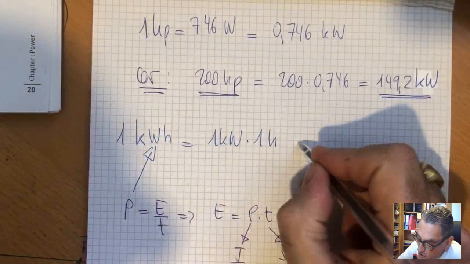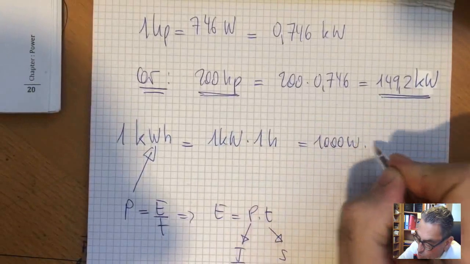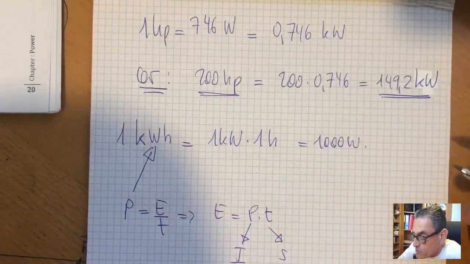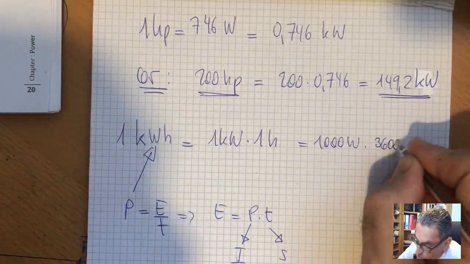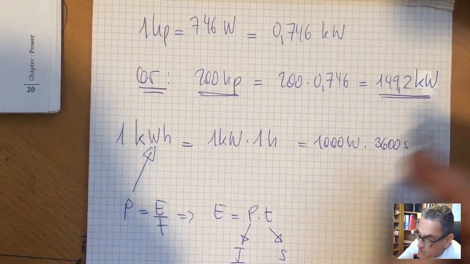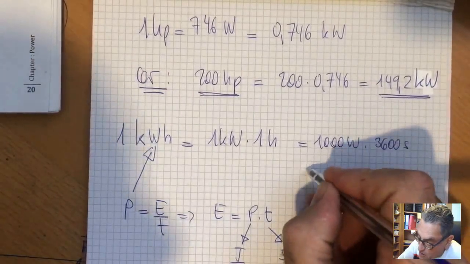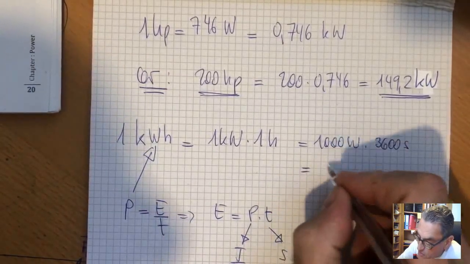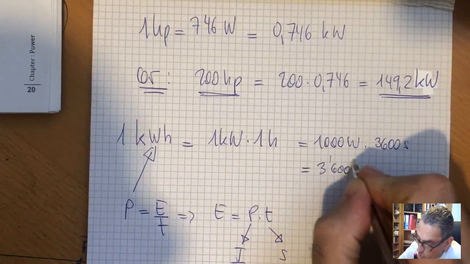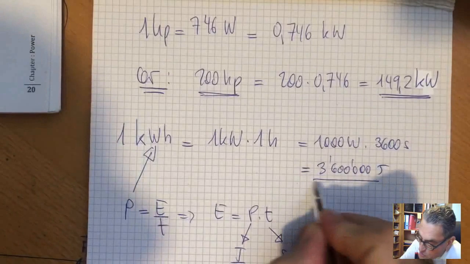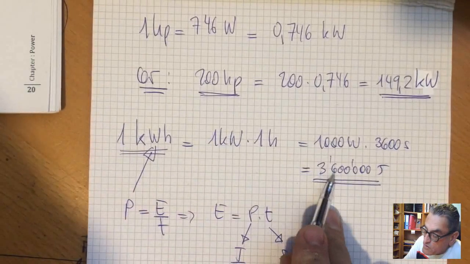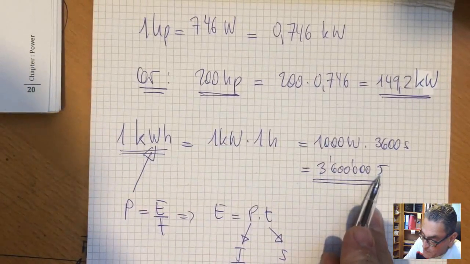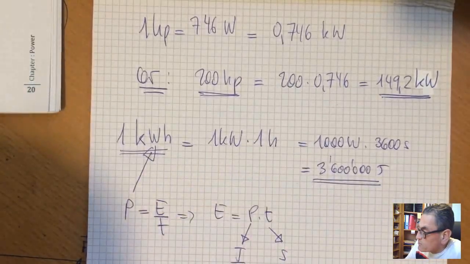Okay? 1 kilowatt is 1000 watts. And 1 hour, how should we write 1 hour if we want to compute joules? In seconds? In seconds, okay? So it's times 3600 seconds. Watts times seconds is going to give joules. And so if you do 3600 times 1000, you get 3,600,000 joules, okay? So 1 kilowatt hour is equal to 3,600,000 joules.